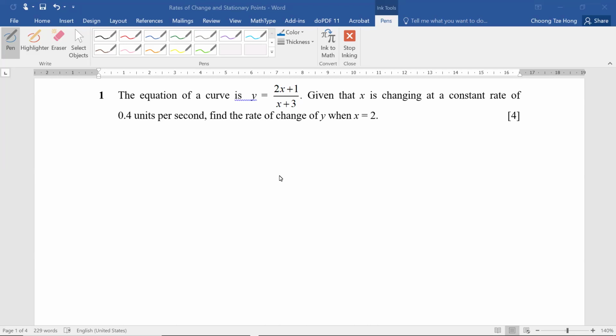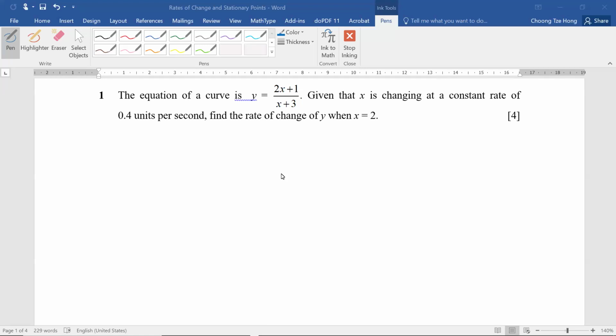So the equation of a curve is y equals 2x plus 1 over x plus 3. Given that x is changing at a constant rate of 0.4 units per second, find the rate of change of y when x equals 2. Right, so this is a rather straightforward question.